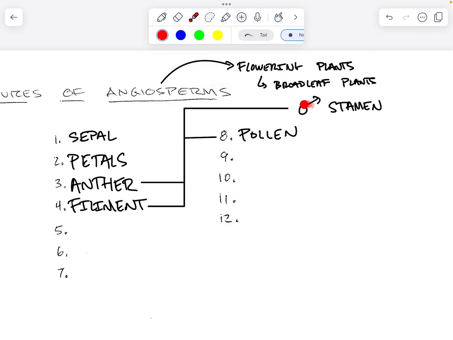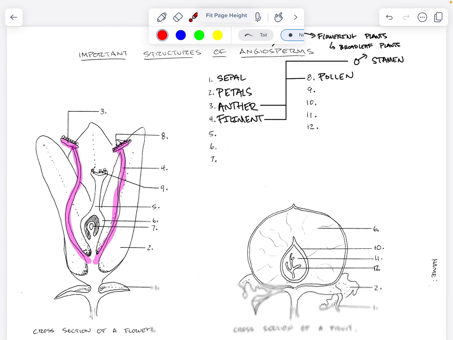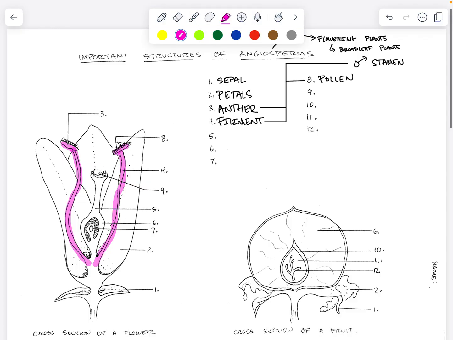And we call it male because there are usually many more grains of pollen that are produced than will ever become an embryo. Okay, so the anther and the filament and the pollen together, they all form the stamen, which is the male sexual organ of the flower.